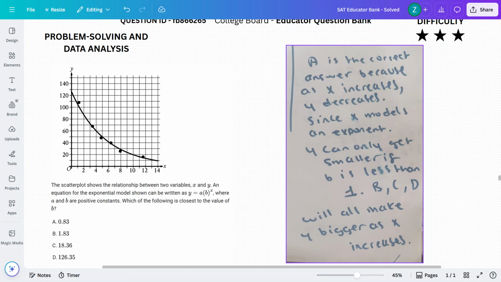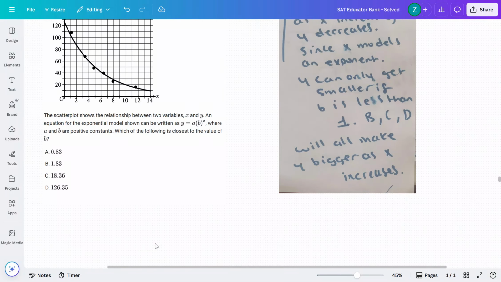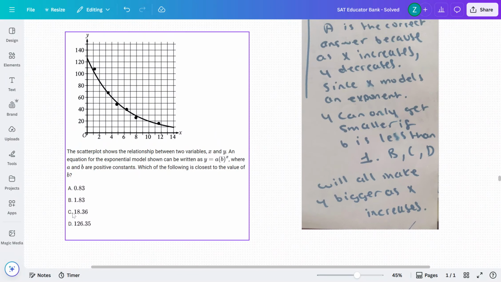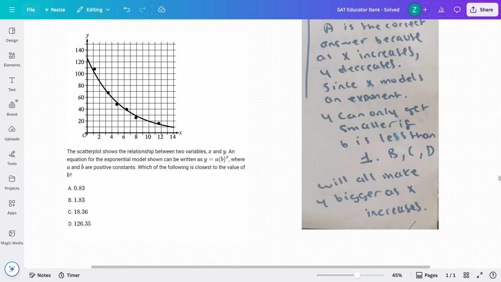Or if you can't keep up with me, you'll understand exactly why in this sheet over here, A is the correct answer. The same for C and D, numbers that are bigger than 1. If you choose 18.36 and you multiply it by 18.36 x amount of times, it'll just give you numbers bigger than 18.36, and therefore y is getting bigger. Same for D. It's literally the same thing. Therefore, A is the best answer and the only plausible correct answer.